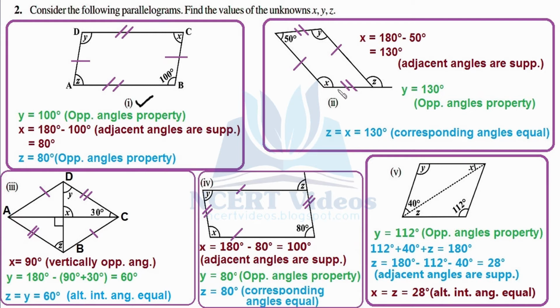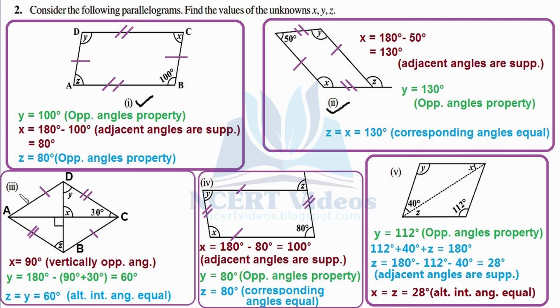And you know very well that this angle and this angle are corresponding equal angles whenever a transversal crosses two parallel lines. Here the parallel lines are these ones, and this is a transversal. Therefore, we can write angle z equal to angle x, which we already found as 130 degrees. The reason being corresponding equal angles. That completes our second part.